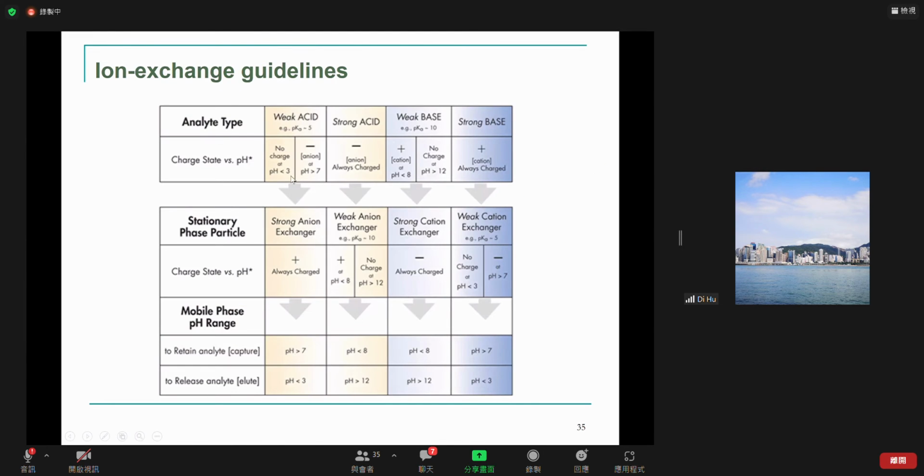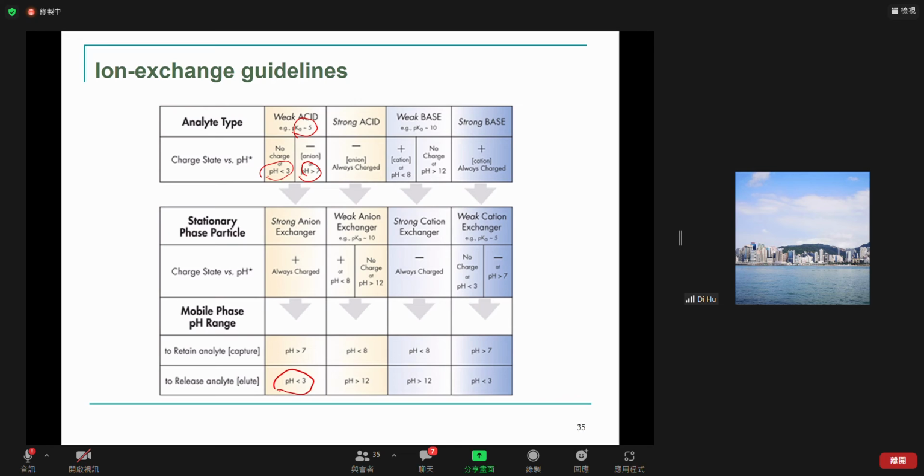Basically, if we talk about this one, for a weak acid with pKa equal to 5, we use 2 units. If we want it to be charged, pH should be at least 2 units larger than that. So about 2 units. In reality, it can be 1.5. And if it has no charge, then pH smaller than 3. If it's wanted to be charged, then for loading the pH is 7, and if it's wanted to be released, then it should go here.